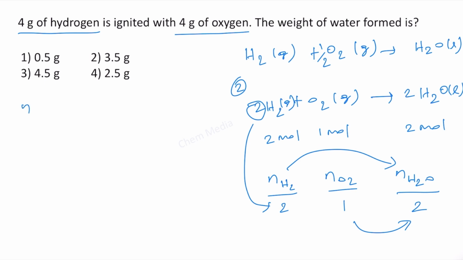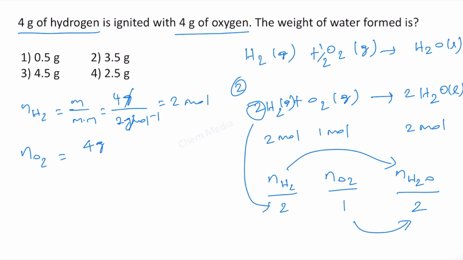So, the number of moles of H2 is equal to mass divided by molar mass. Mass given is 4 gram. Molar mass of H2 is 2 gram per mole. So, therefore, this will be 2 moles. Number of moles of O2 is equal to given weight, 4 gram, and for O2 the molar mass is 2 times 16, so 32 gram per mole. So, therefore, this will be 1 by 8 moles.